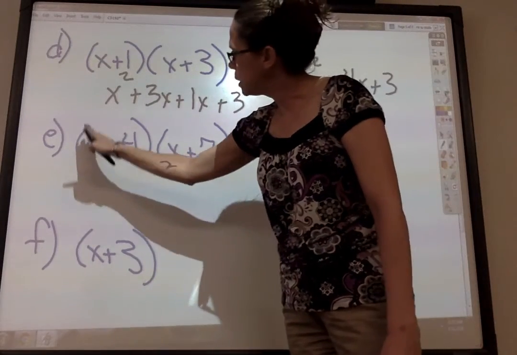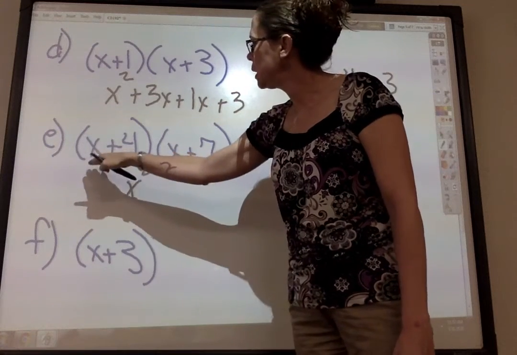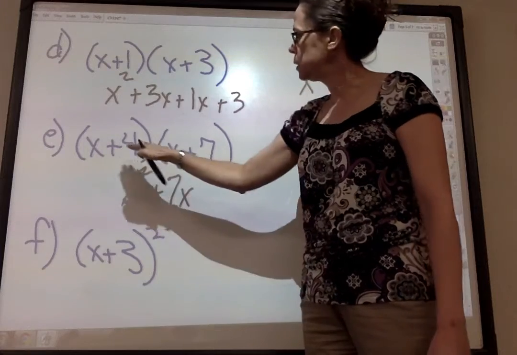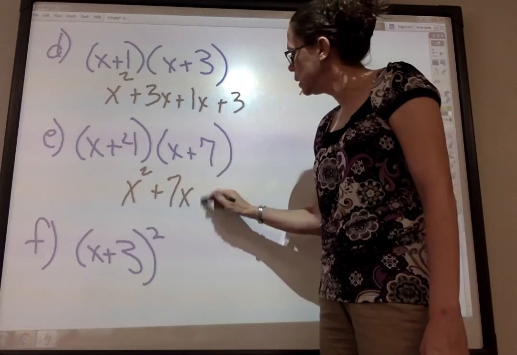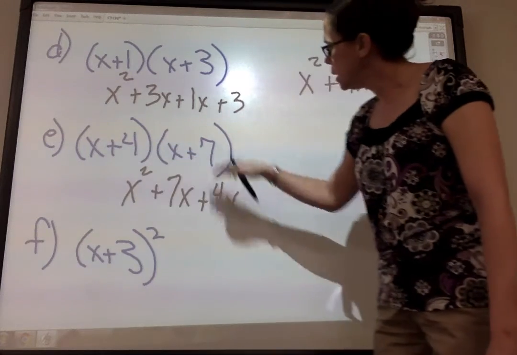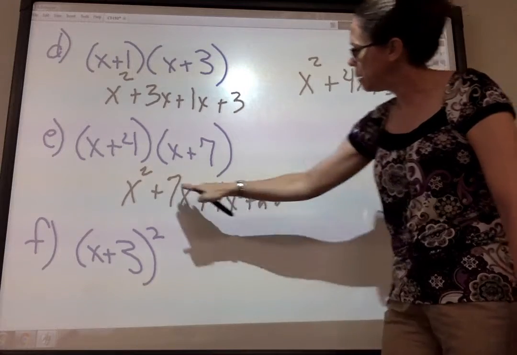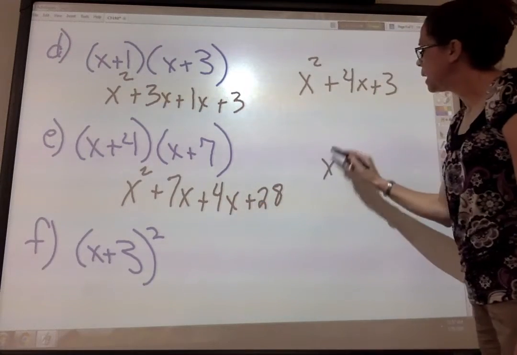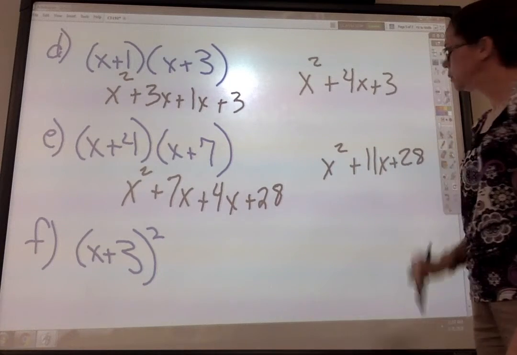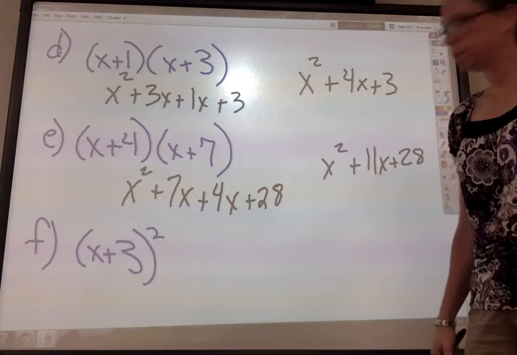E, first, x times x gives me x squared. Outside, x times positive 7, positive 7x. Inside, positive 4 times x, positive 4x. Last, positive 4 times positive 7 is positive 28. Combine my middle terms. X squared plus 11x plus 28 is your answer for E.